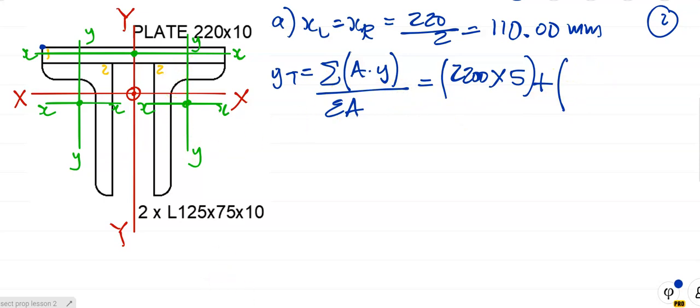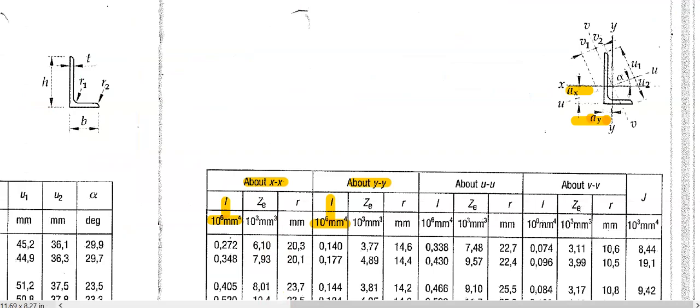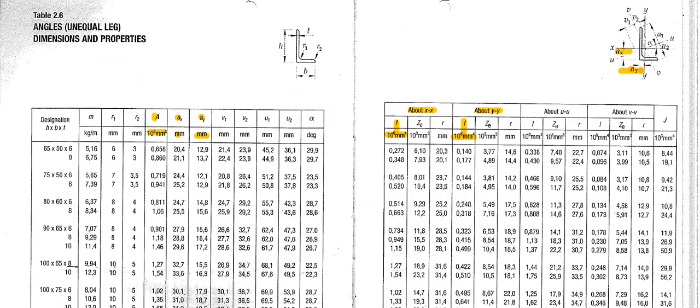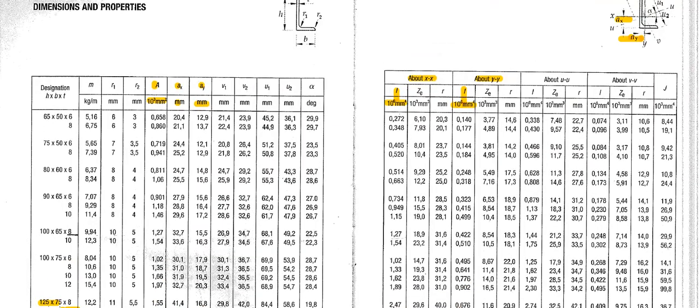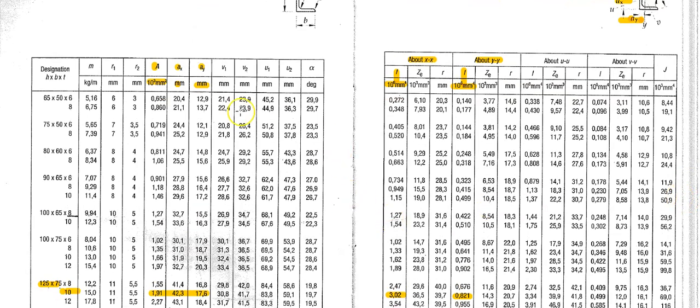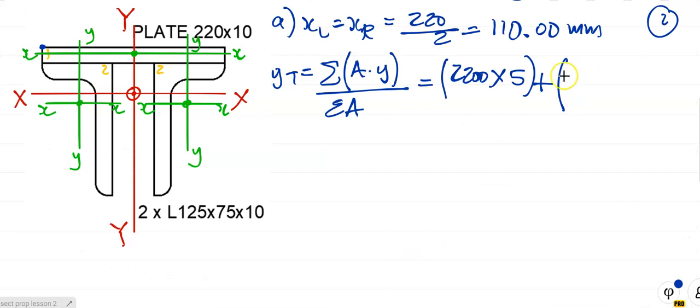Right. Let's go to the tables. Let me just bring it down so we can see it. There we go. Right. There's our section. 125 by 75 by 10. I'll go across the table. And there's the area. It is 1910 millimeters squared. Can you see that? 1910 millimeters squared. So it's 1910 millimeters squared times. Right. What's y?